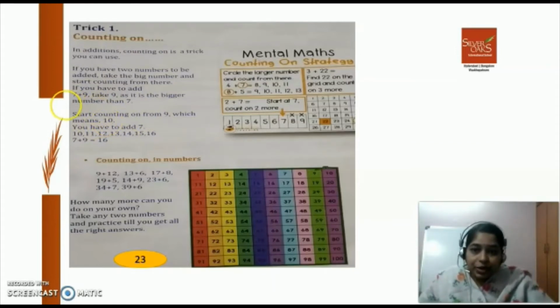So how many times do you have to count? You have to count 7 times because you are adding 7 to 9. Shall we count? After 9 it is 10, 11, 12, 13, 14, 15, 16. So, if you count forward 7 times after 9, then you will reach number 16. So, your answer is 16.